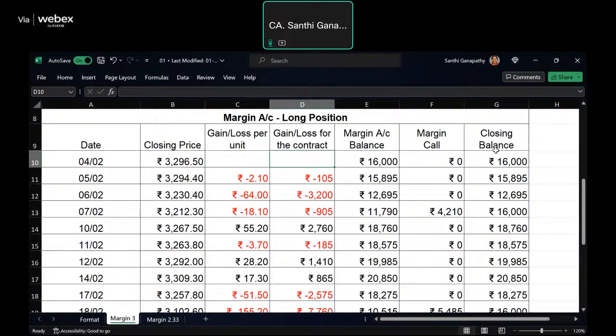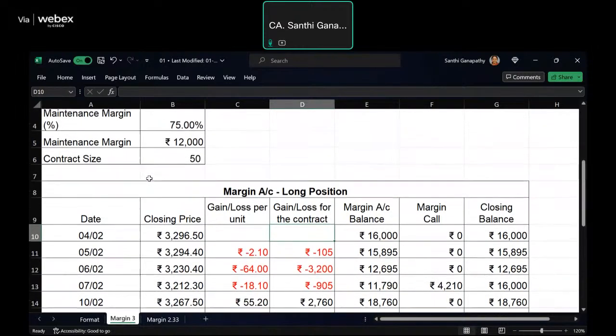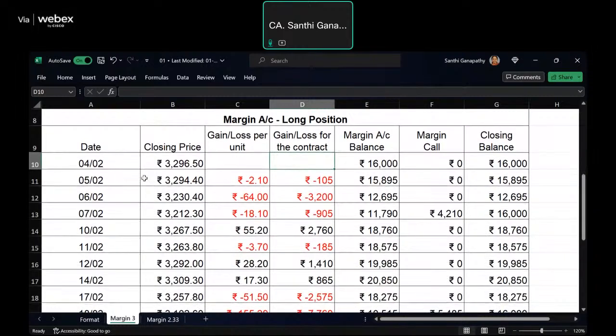Then the next day, the price drops. You have bought it at 3296.5, but today it is only 3294.4. There is a drop, means for every unit 0.1 is the loss. Like that, contract size is given to be 50. So 105 from 16,000, reduce that. That is always your balance. But anyway, you won't make a margin call because it has not fallen to maintenance margin. Maintenance margin is the margin which you will have to maintain at all points of time.